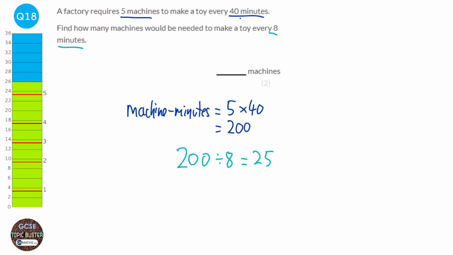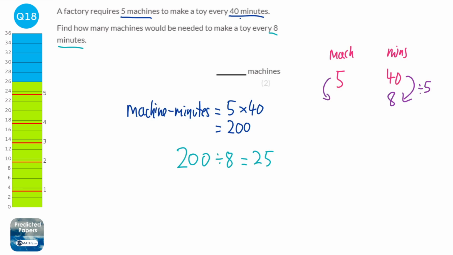And the logic here is 5 machines. So this is machines, and this is minutes, is 40. Then 8 minutes, if you think about it, we divide that by 5 to get to 8. And so if we divide the amount of minutes by 5, we actually times the amount of machines required by 5. So this is called an inverse relationship. So if one doubles, the other halves. If one is divided by 5, the other will be times by 5. So our answer here is 25 machines.